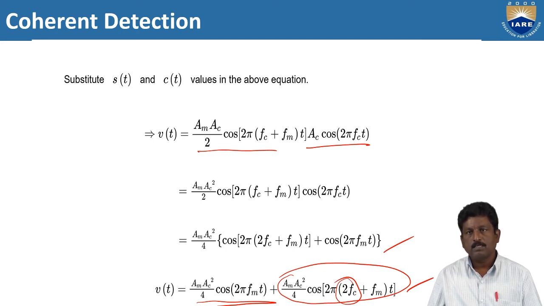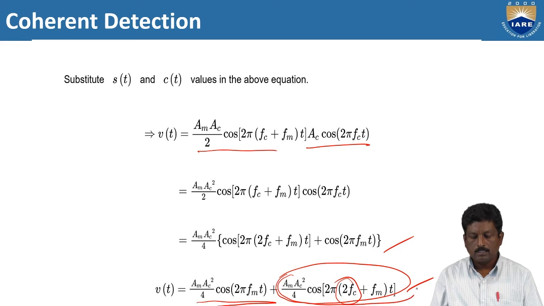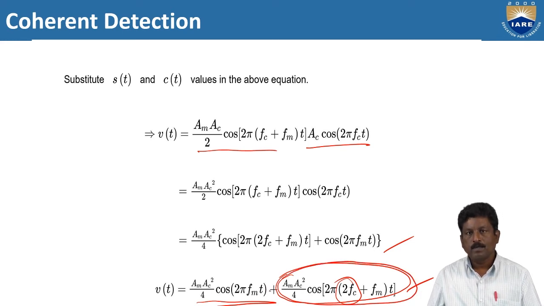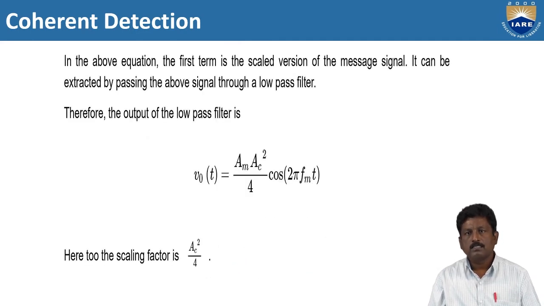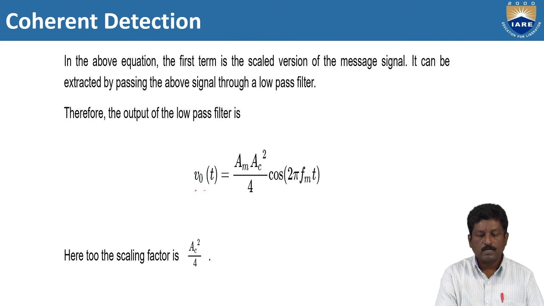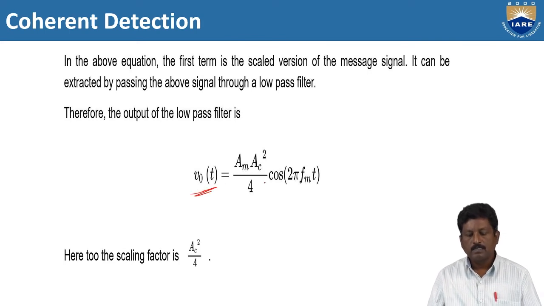So our aim is always that our modulating signal lies in the audio frequency range, low frequency range, 20 Hz to 20 kHz only. So by the arrangement of the low pass filter, we can reject this high frequency component. So this can be filtered and allows only the low frequency AM AC square by 4 cos 2 pi FMT. So this is our wanted final signal. So that is V naught of T.